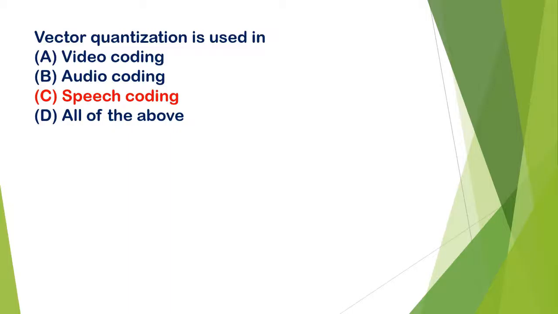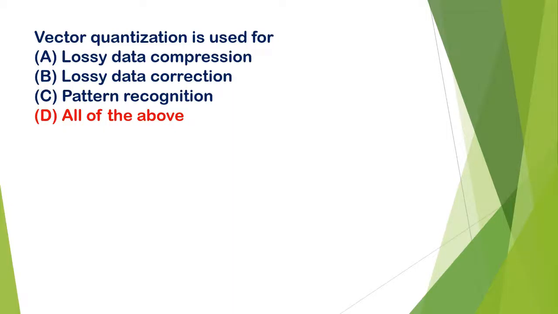Vector. Vector quantization is used in A. Video coding, B. Audio coding, C. Speech coding, D. All of the above. And the correct option is C. Speech coding. Vector quantization is used for A. Lossy data compression, B. Lossy data correction, C. Pattern recognition, D. All of the above. And the correct option is D.